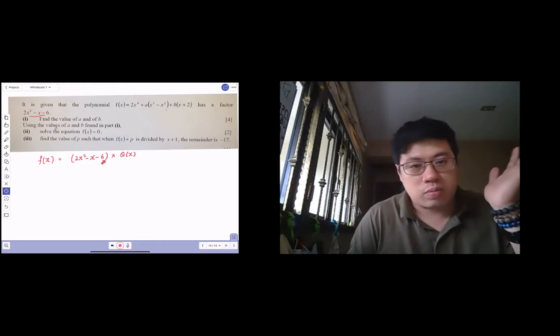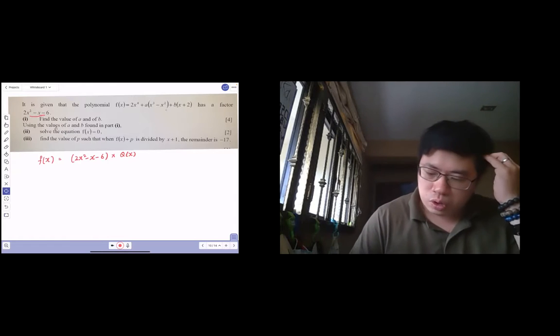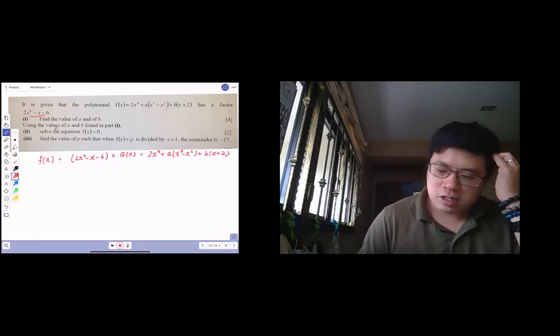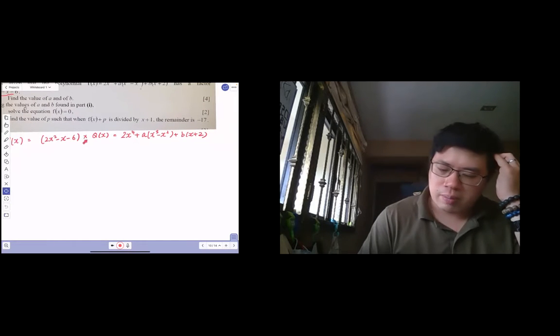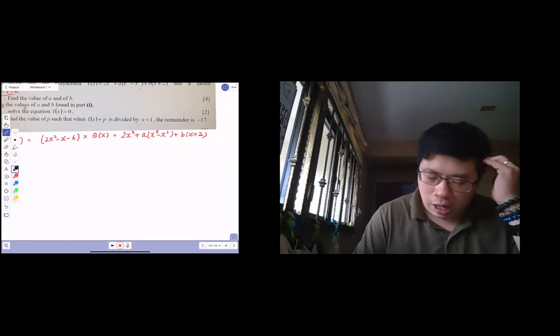So it looks like that. It's basically 2x squared minus x minus 6 times something, is equal to my f(x), which is 2x to the power 4 plus ax cubed minus x squared plus b, bracket, x plus 2. This is my f(x), multiplied by some quotient to give me this.